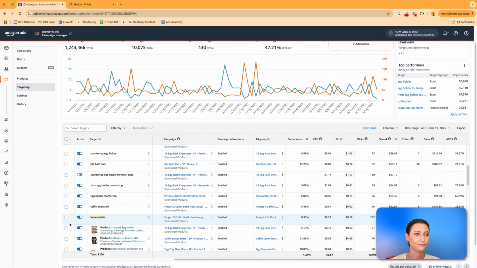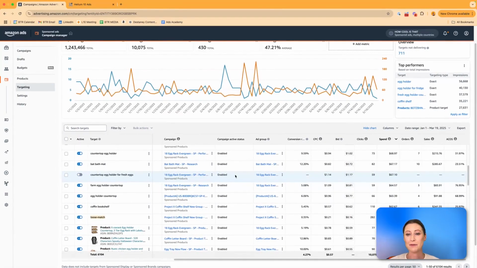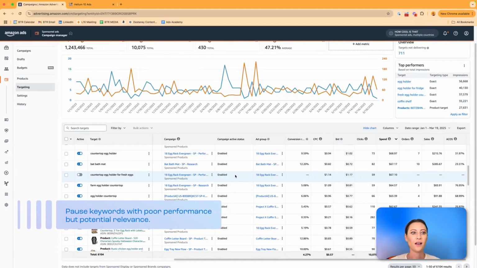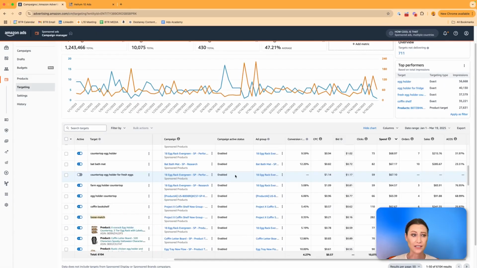We're selling countertop egg holders, as we all know. If we scroll up here, we can see this is not a great performing campaign for us. Conversion rate, that term drove a lot of clicks and didn't even drive a sale. Should I negate it? I wouldn't. Data-wise, maybe it's a lot of clicks and not a lot of orders, but it's countertop egg holder for fresh eggs. I can see here this is a very relevant keyword. People just weren't buying at that time. So I'm going to pause it, which is exactly what you can see there.